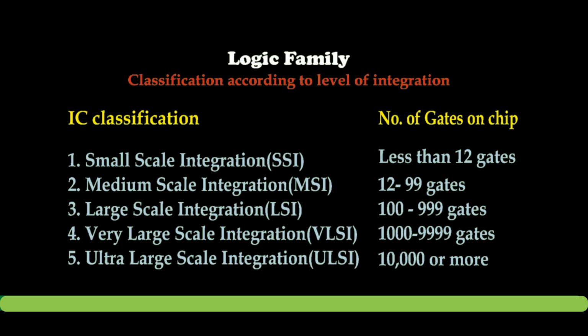Fifth is ultra large scale integration, that is ULSI, in which we can use 10,000 or more gates inside a single chip. We are living in the era of ultra large scale integration, in which 10,000 or more gates can be accommodated in the same size of chip.